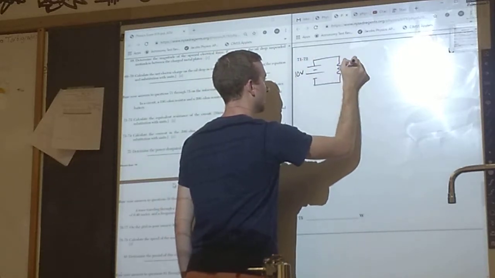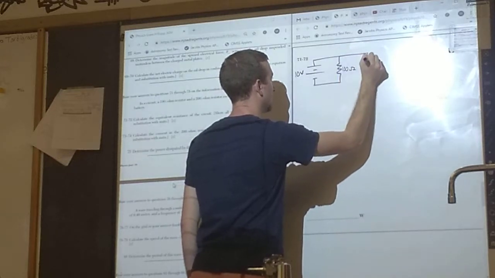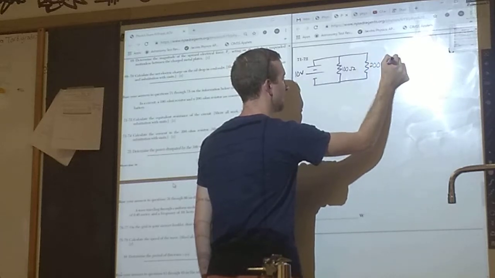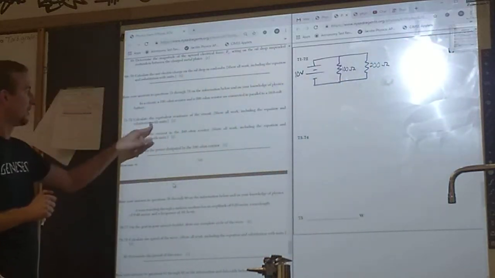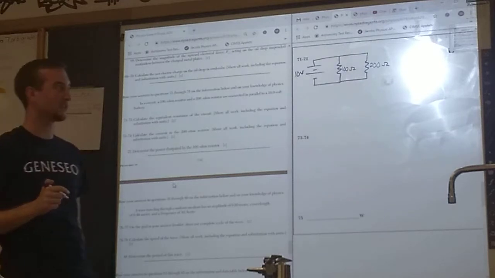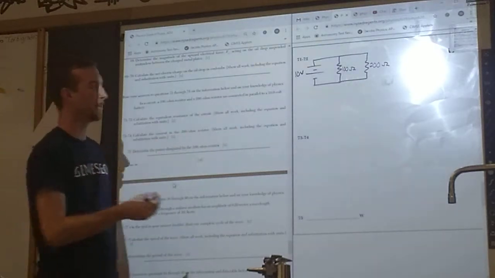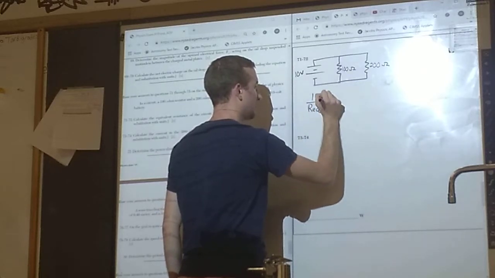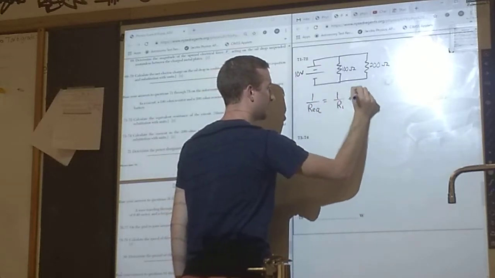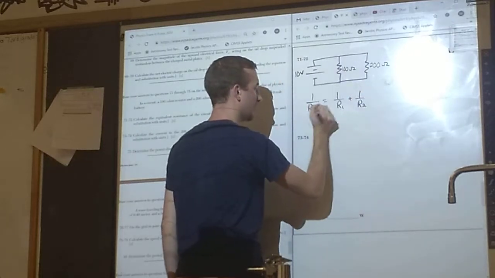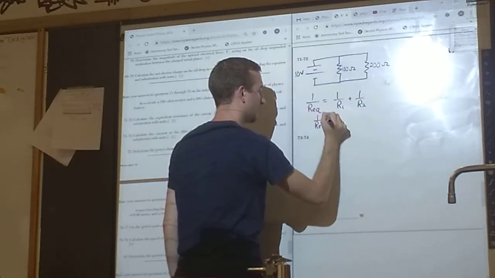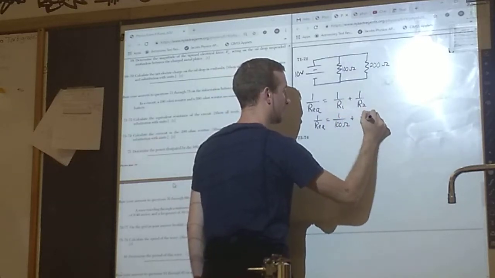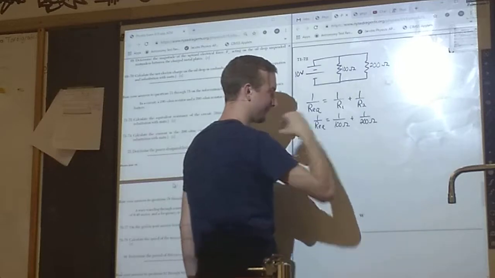Here's my 100 ohm resistor. If you ever forget the symbols, they're all in the reference table, remember? There's a 200 ohm resistor. First thing we need to do is calculate the equivalent resistance of the circuit. It is a parallel circuit, therefore the equation is the kind of weird one. 1 over Req equals 1 over R1 plus 1 over R2. We're looking for Req. So 1 over Req equals 1 over 100 ohms plus 1 over 200 ohms.